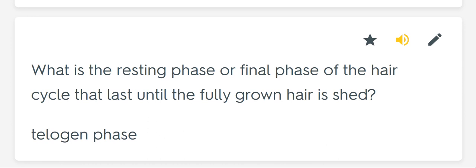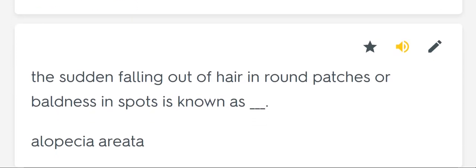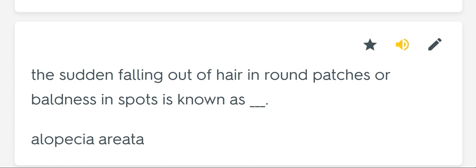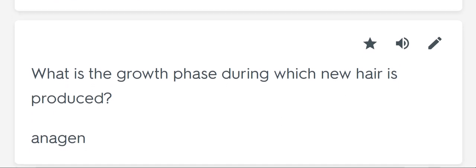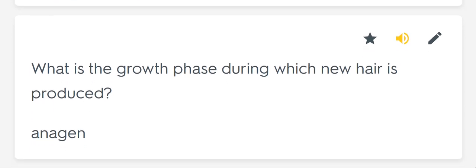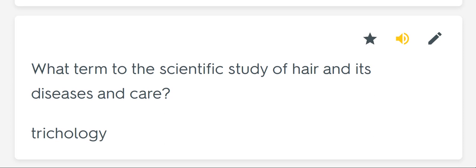What is the resting phase or final phase of the hair cycle that lasts until the fully grown hair is shed? Telogen phase. The sudden falling out of hair in round patches or baldness in spots is known as alopecia areata. What is the growth phase during which new hair is produced? Anagen. What term refers to the scientific study of hair and its diseases and care? Trichology.